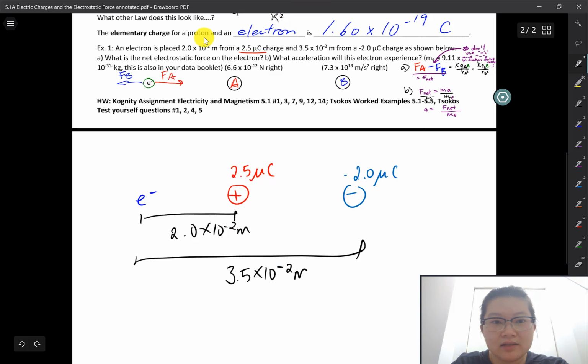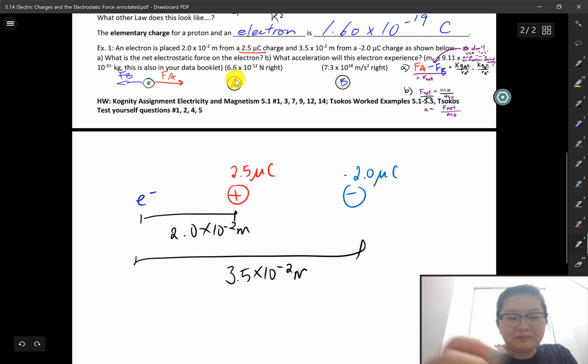Okay, and we want to find A, the net electrostatic force acting on the electron, and B, the acceleration that this electron will experience. The mass of the electron is given to us, and it should also be in your data booklet, so you don't have to memorize that for any reason. But let's start with question A. I'm going to use green for that matter.